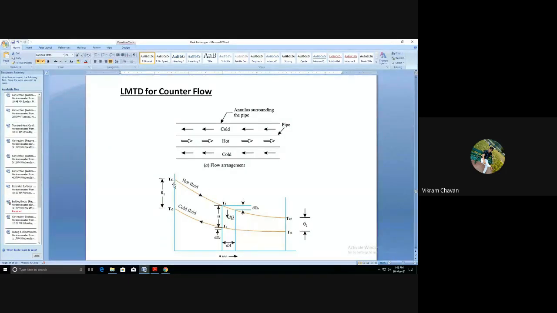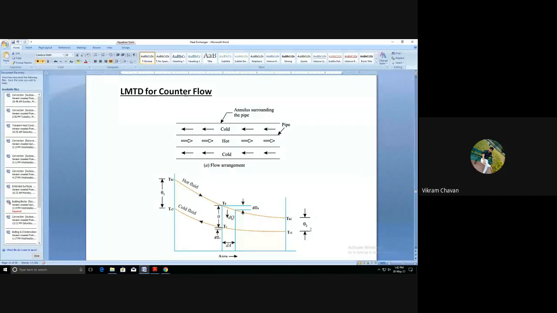Now here we are going to consider that on this side the temperature difference is TH1 minus TC2, and that temperature difference we consider as theta1. And on this side the temperature difference is TH2 minus TC1, and this temperature difference we consider as theta2.